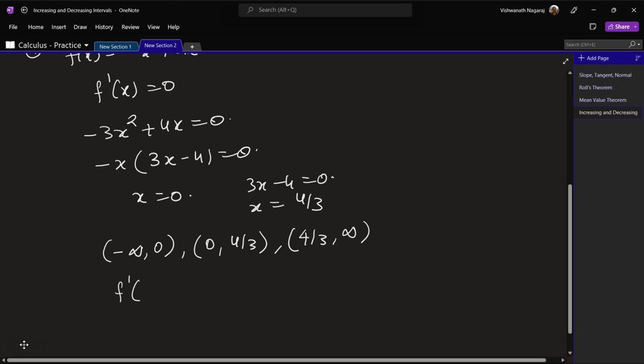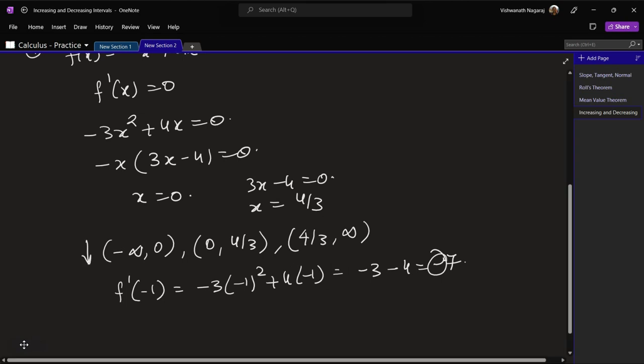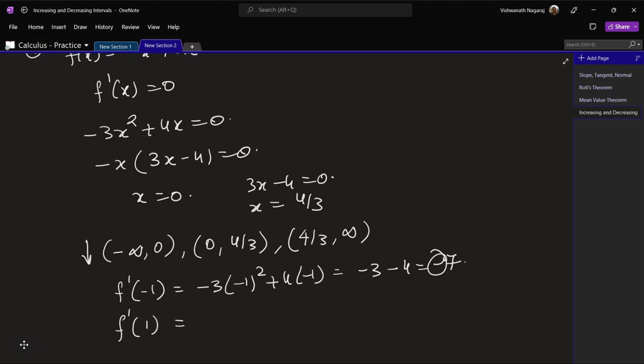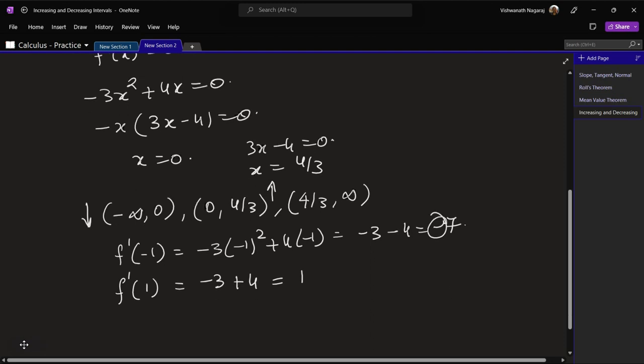So f prime of say minus 1 is equal to minus 3 times minus 1 square plus 4 times minus 1, which gives us minus 3 minus 4, which is minus 7, which is a negative number. Without evaluating it, if you can just figure out the sign, that is more than enough. So since it is negative, this is going to be decreasing in this interval. Now let's look at a point between 0 and 4 by 3. So 4 by 3 is 1 point something, so we can select 1. So minus 3 times 1 square is minus 3, plus 4 times 1 is 4, which means 1, which is a positive number, which means in this interval it is going to be increasing.